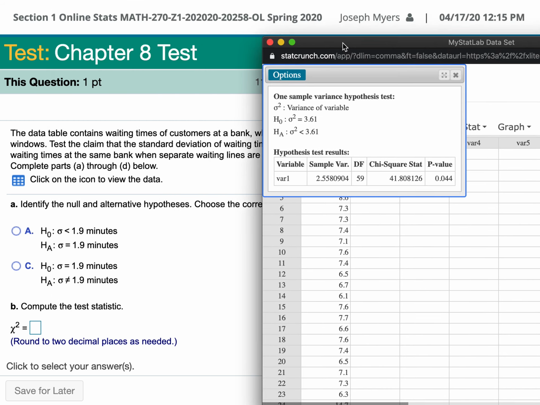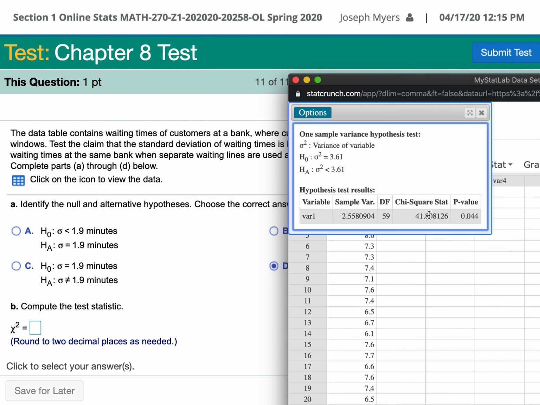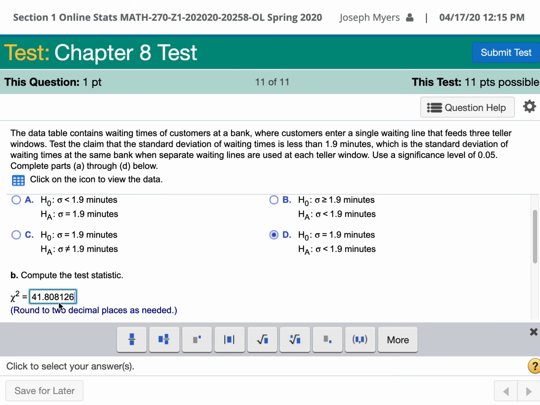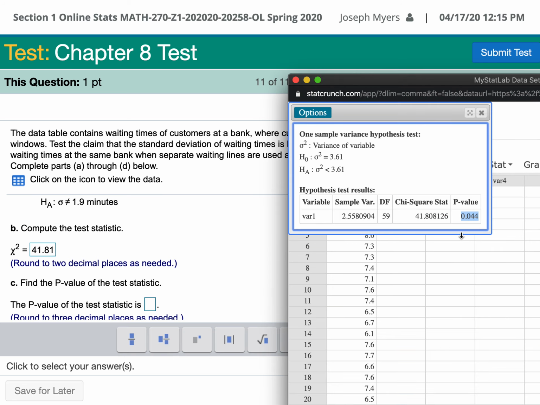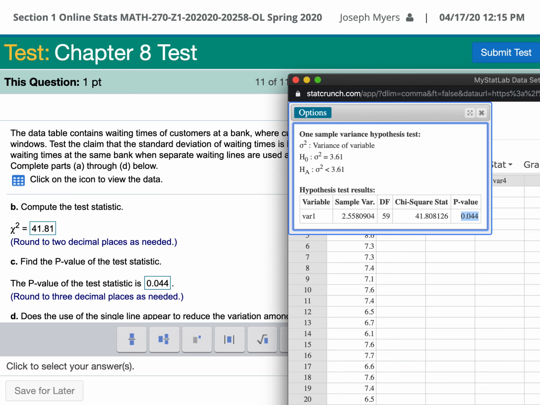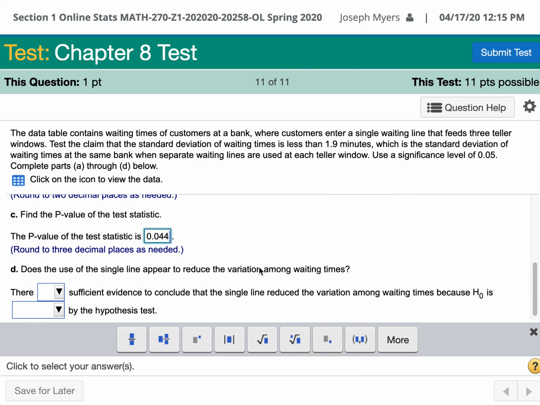And then I copy the chi-square test statistic, and it's 41.808, which rounds off to 41.81. And then the p-value is 0.044. Okay, so let's see. The significance level is 0.05 and the p-value is less than or equal to the significance level. So that means you're going to reject the null.